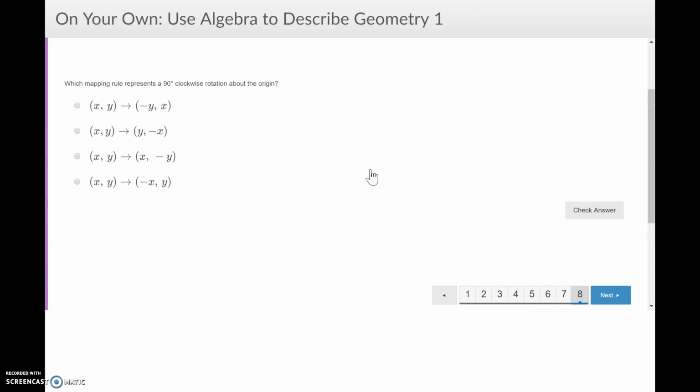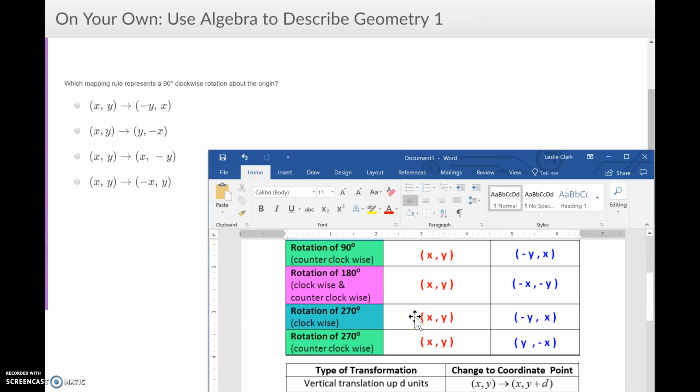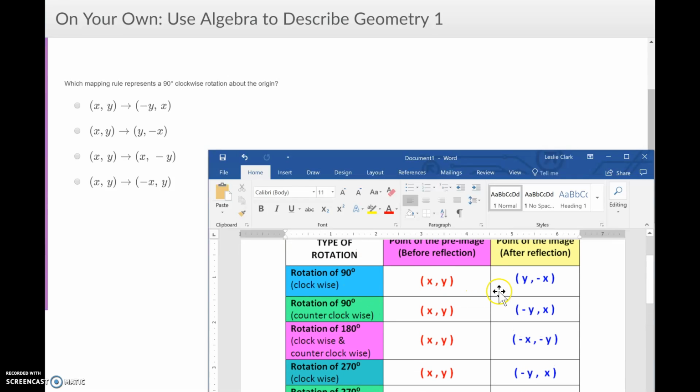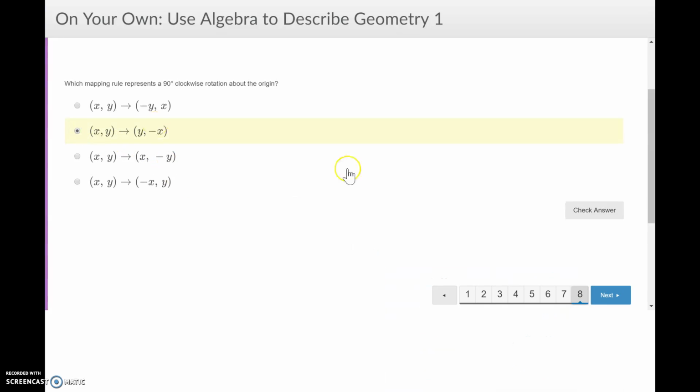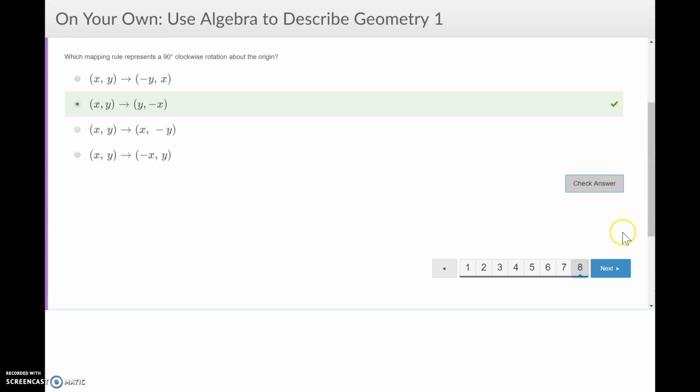Last one. Which mapping rule represents a 90-degree clockwise rotation about the origin? So let's look at our cheat sheet. 90-degree clockwise. X and Y switch places and X does the opposite. So it becomes y, negative x. And the more you practice, the more you'll learn these. And that's on your own practice, 1.10.